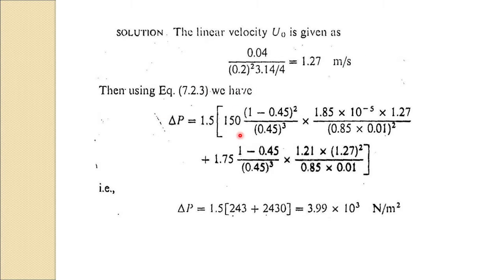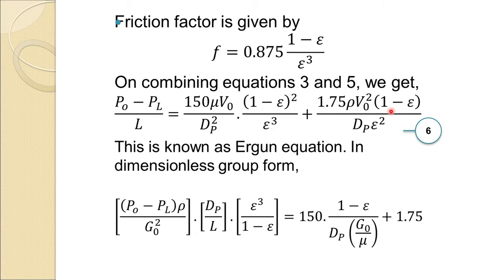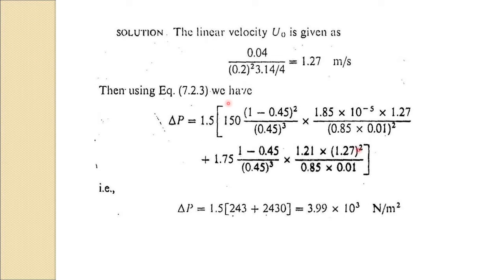And if you put this value into the equation over here, V naught is appearing here and here, as you will see. All other values are given. So, 1.27, and 1.27 square. The pressure drop comes around 3.99 into 10 to the power 3 Newton per meter square. That sort of pressure drop you can get in the blast furnace.